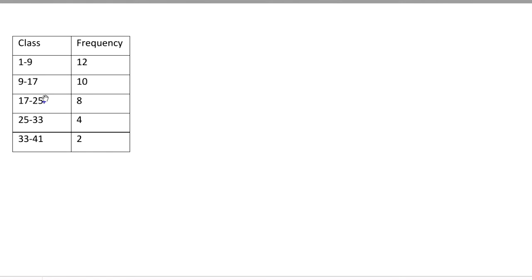You can see that the classes are going by a class width, because we go from 1 to 9. And remember, that means 1 up to 9. So if we actually have a data value of 9, it's down here. So all of these are going up by 8.